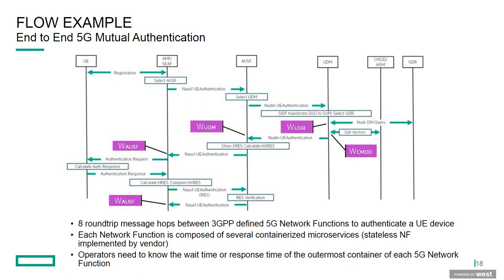But by using the nested outer queuing formulas, operators can model the wait time and response time of each 5G network function via the outermost nested container of each 5G network function. In this example, you can see that there are 5 different wait times that can be modeled. Now, on the following slides, I'll model the wait time for the UDM's UE authentication service.